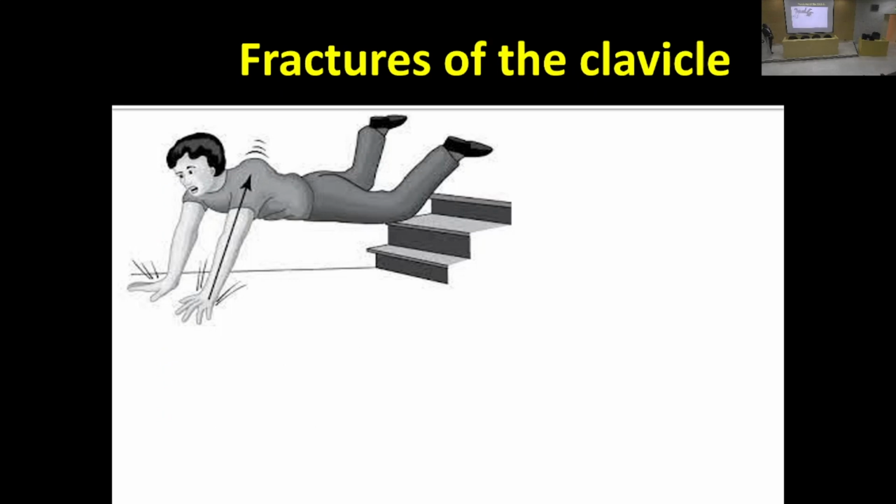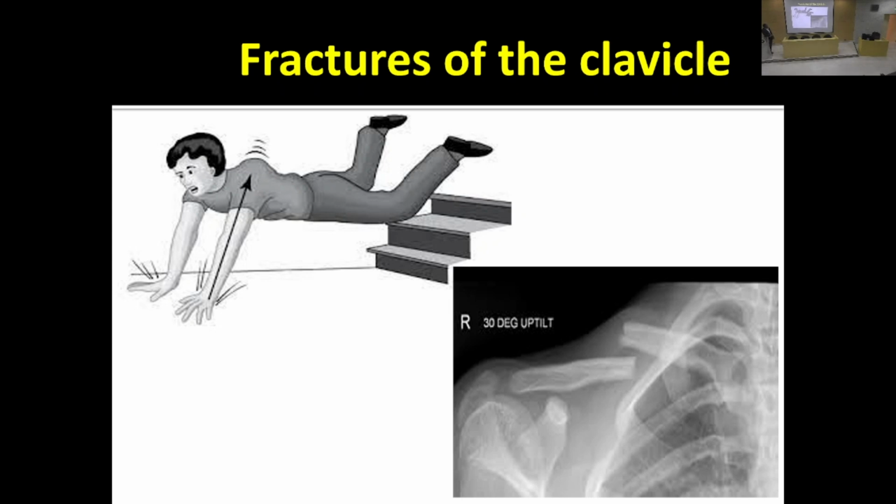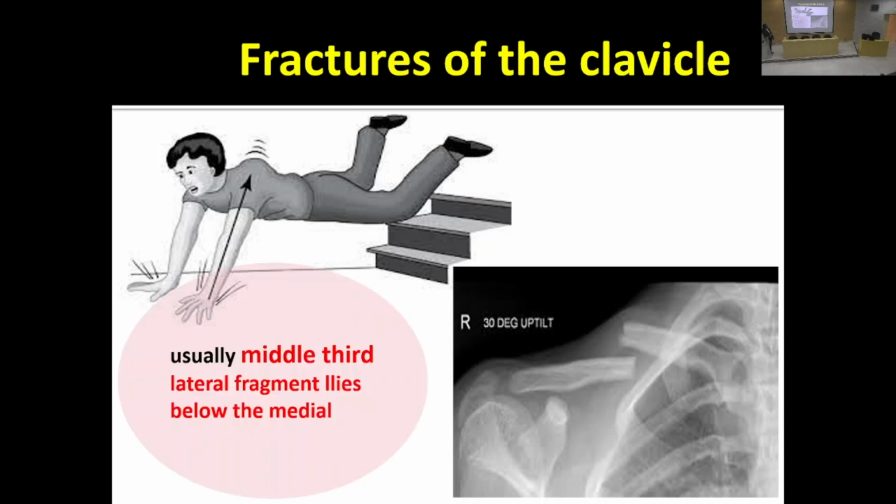This type of falling on outstretched hands, the clavicle could fracture here due to a fall on an outstretched hand, and this is a mid-shaft clavicle fracture, and usually in the middle third the lateral fragment lies below the medial. The lateral fragment will be under the medial. If you notice there, the medial will be pulled up.